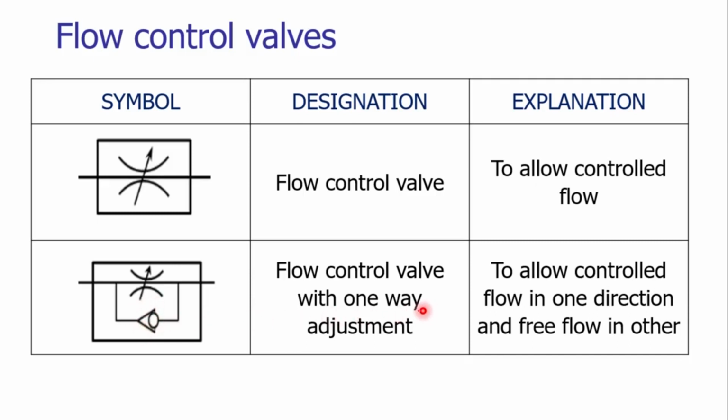So what is the meaning of one-way adjustment? It is allowing the controlled flow in one direction and the free flow in the other direction. It is allowing the flow of the fluid in a free way from left to right through the check valve against the spring pressure in this direction, and in the reverse way the flow control valve is taking care.